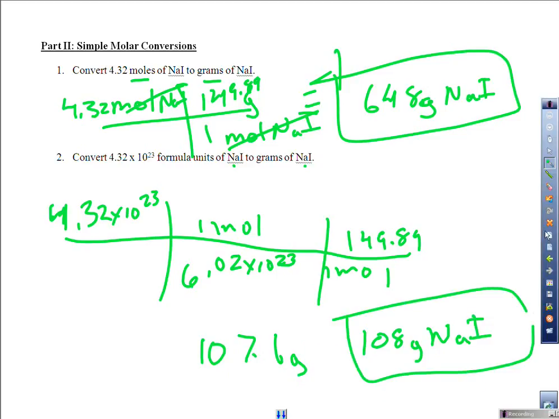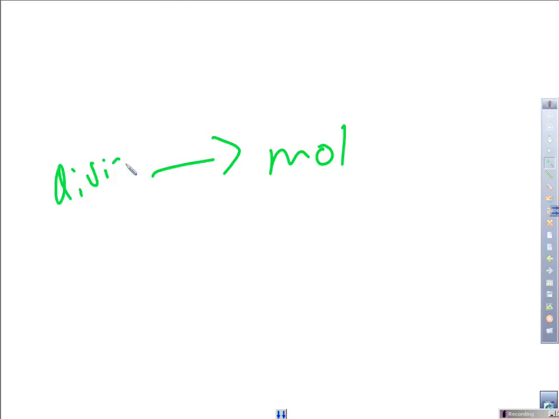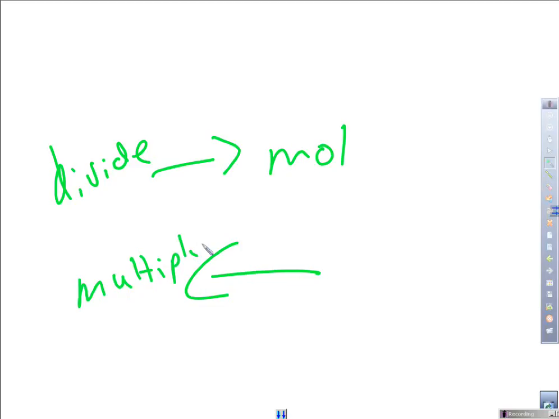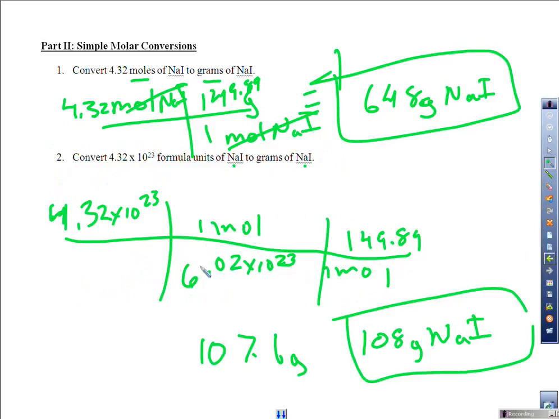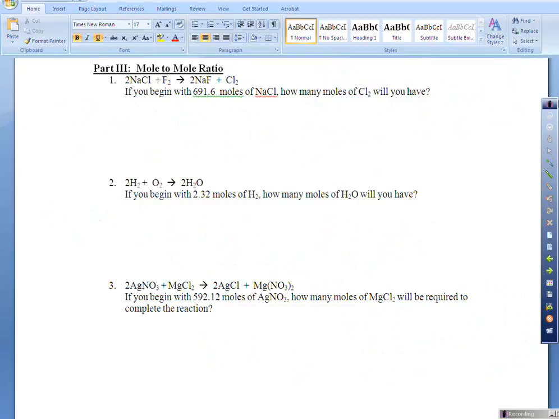Alright, now let's do one quick thing right here. You need to remember that if you're going into moles, you're going to divide. If you're going out of moles, you need to multiply. So we saw that in our last problem right here. We went into moles first, so we divided by 6.02, and then we got out of moles, so we multiplied by the molar mass. Okay, so that's those types of problems, just molar conversions.